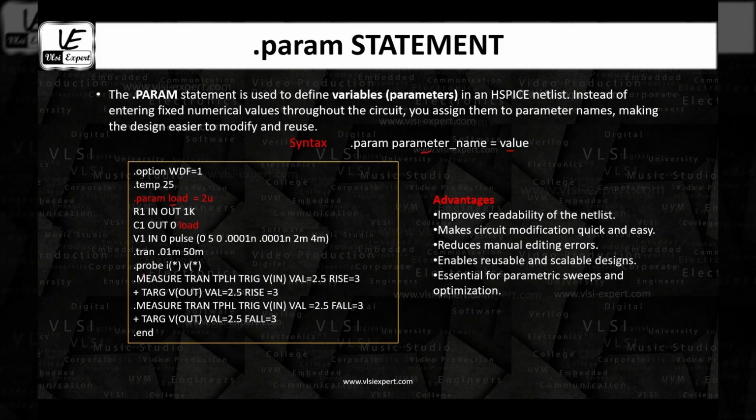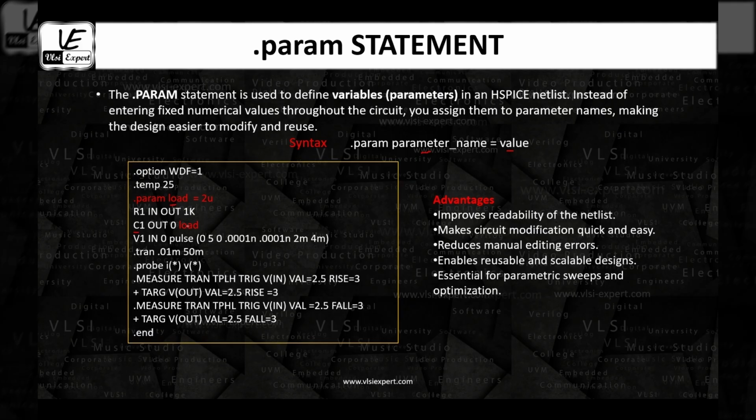Let's try to understand what HSpice does when it is running. When you invoke HSpice, it parses this netlist, that means it reads the netlist. It comes to the point C1 and sees a variable by the name of load. It goes above and sees that there is a parameter statement defined and the value given to load is 2 micron. So it replaces load with 2 micron, and then it continues its analysis. That's how the parameter statement works.